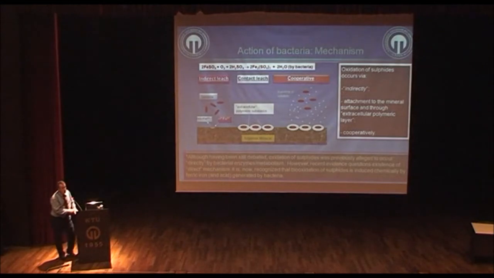There have been a lot of debates over the years about the mechanism of bacterial oxidation. Some claiming that the oxidation process can occur directly, which means bacteria stick to the surfaces and metabolize the mineral, but recent work showed that there is actually no direct action of bacteria. It is purely chemical, which means the role of bacteria is the oxidation of ferrous iron to ferric iron. In other words, generation of ferric iron in the system, and ferric iron attacks the mineral.